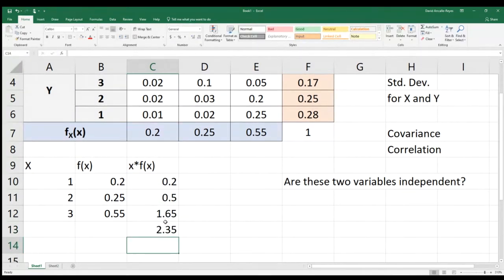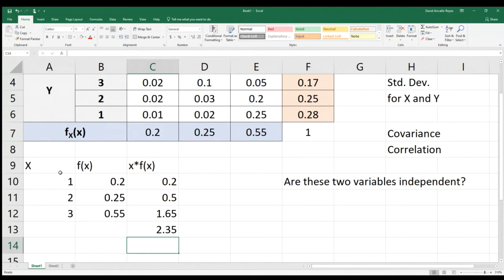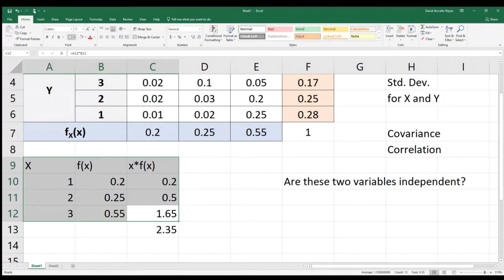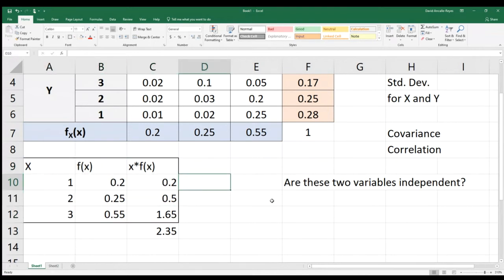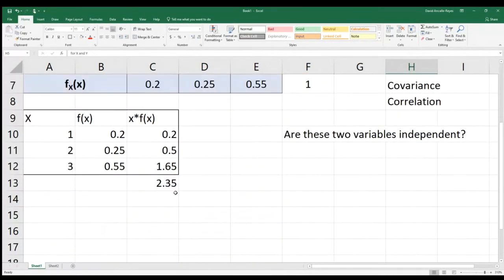Did everybody get that for x? Mean of 2.35? The mean is calculated the same way we calculated before, right? We have essentially the outcome times the probability of that outcome, and then we add up all of those. So remember, mean is one of those parameters that we only calculate for one variable at a time. So for x and for y. In this case, my mean is 2.35, assuming that I calculated correctly.